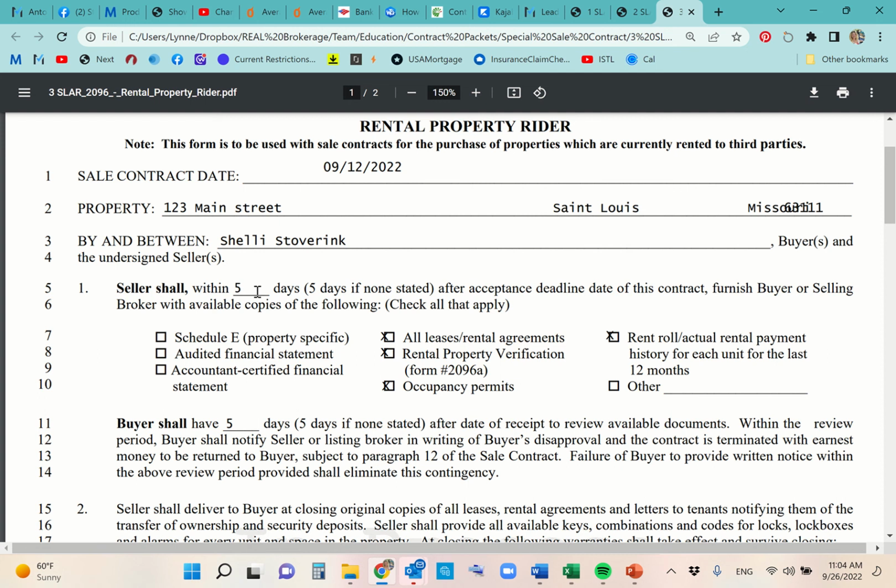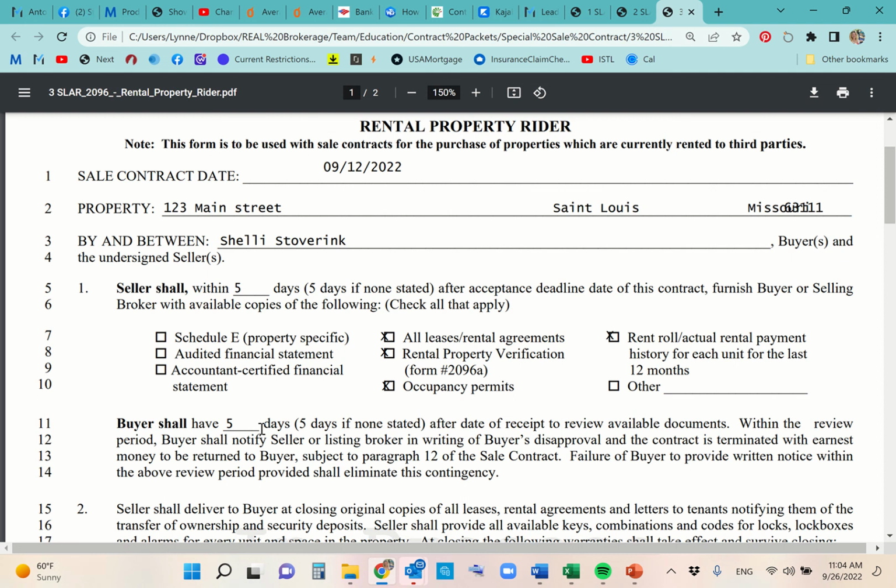Well, let's start up here. This section says that the seller has 5 days after we have an accepted contract to provide the documents, whatever we've all agreed to down here. And then after all those documents have been received in completion, another 5-day counter starts where the buyer has 5 days to review and then notify of any issues or if they're going to terminate the contract.